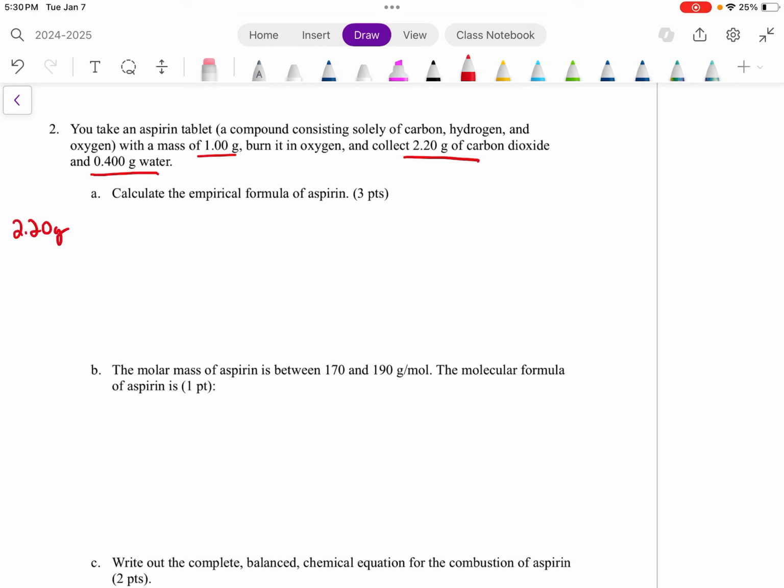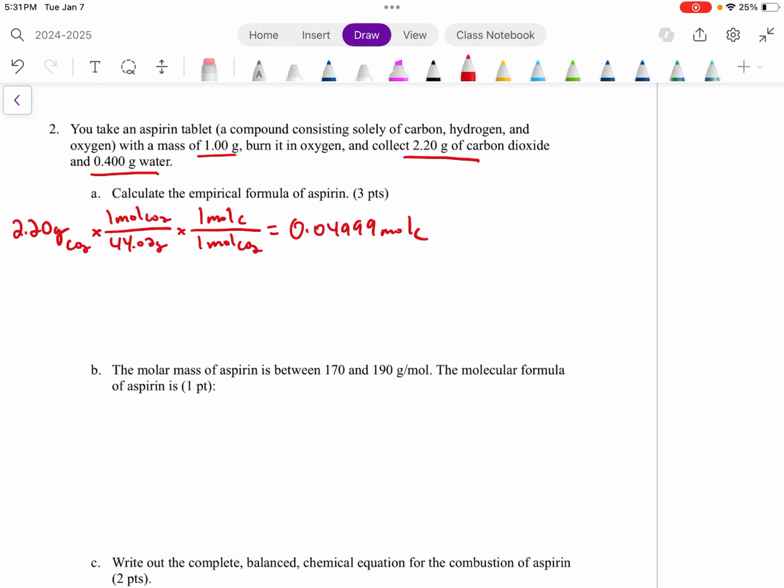So 2.20 grams of CO2. I converted that into moles of CO2. And then I said that for every 1 mole of CO2, I got 1 mole of carbon. So it's a 1-to-1 ratio. There's 1 carbon in each CO2. And then I actually decided to stop and solve there because I know I need the number here, moles of carbon. And I got that many moles of carbon.